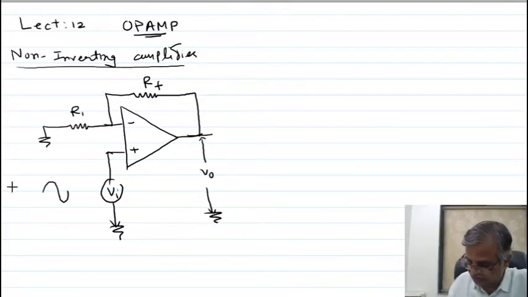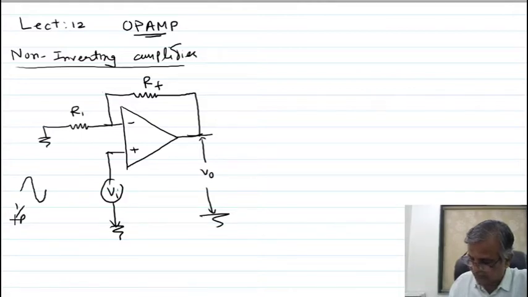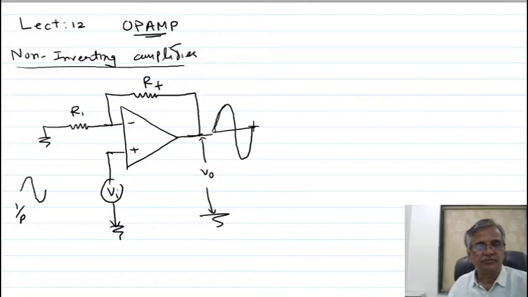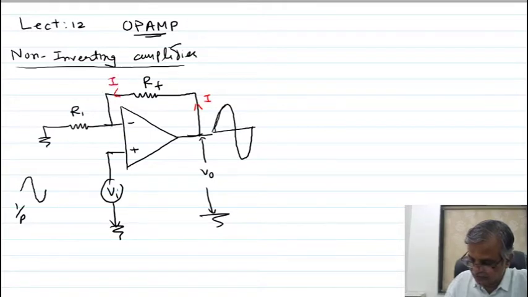This is your input signal, and here you are getting the output signal. So there is a zero phase shift between input and output signals for a non-inverting amplifier. This is the direction of the current I am showing you. This is your A.